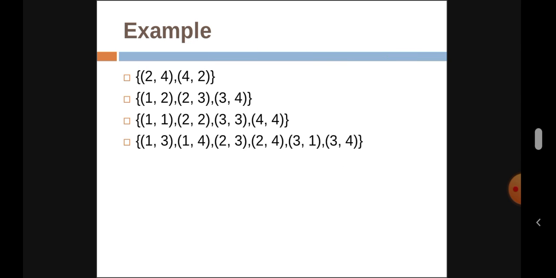Next example: 1 2, 2 3 and 3 4. So here 1 2 and 2 3, so 1 3 should be there. So it is not reflexive, not symmetric, but it is anti-symmetric because we do not have BA here. That is, 1 2 is here but 2 1 is not here, 2 3 is here but 3 2 is not here, 3 4 is here but 4 3 is missing here, so we can say this is anti-symmetric.